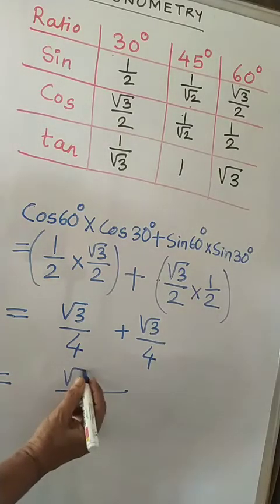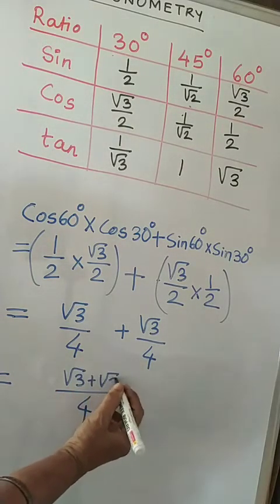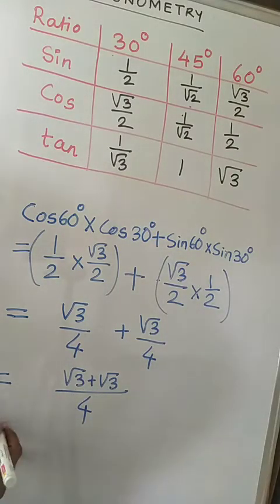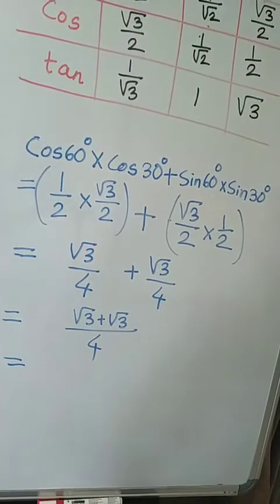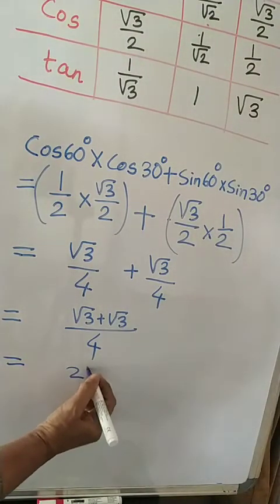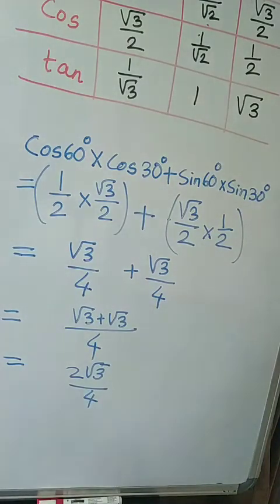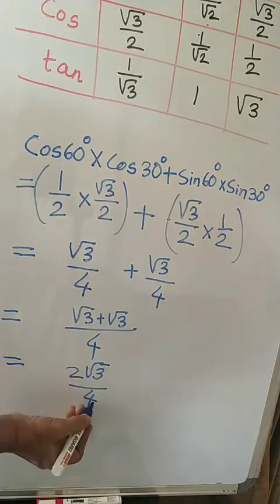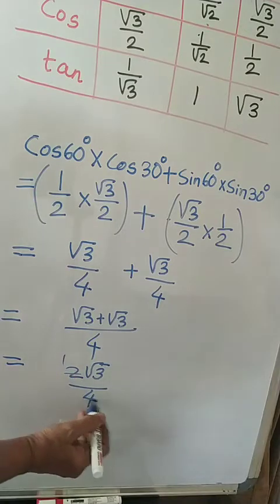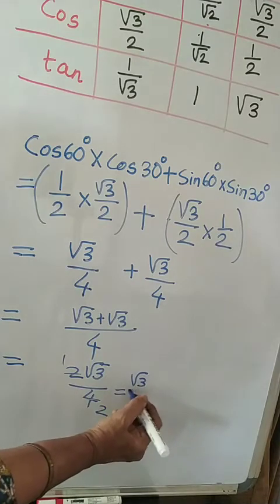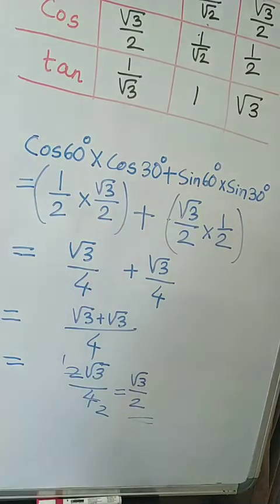So what do you get? Root 3 plus root 3. Since root 3 and root 3 are like terms, we can write is equal to 2 root 3 upon 4. Now 2 root 3 upon 4, there is 2 in the numerator, 4 in the denominator. You can cancel: 2 ones are 2 and 2 twos are 4. So all you get is root 3 upon 2, and that's the final answer.